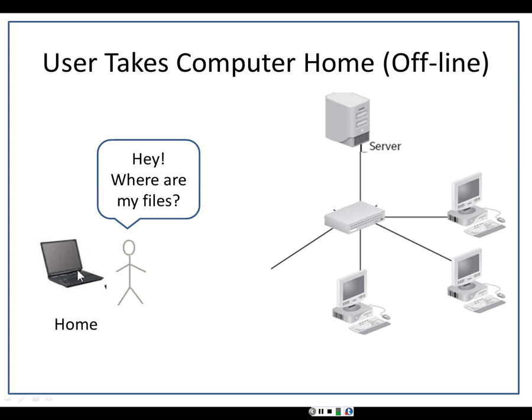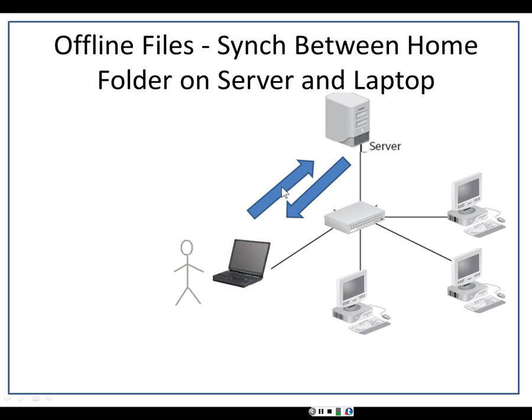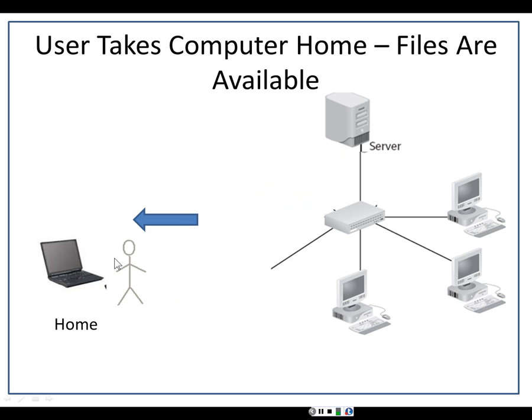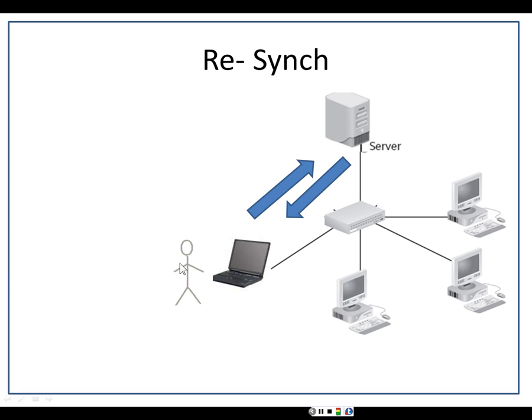So what we do is we configure offline files. We configure offline files such that when a user saves a file to his home directory on the server, well, the user doesn't know it. It copies the user's home directory back down to his workstation. So when the user goes home, the files are still available to the user. And then when the user goes back to work, they are resynced back up to the corporate server to his home directory. So if the user goes to another workstation, the files are still available. That's called offline files.